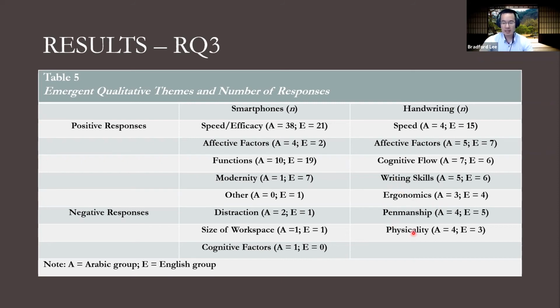And then the last results, negative comments regarding handwriting, penmanship. Some students said, oh, my handwriting is terrible. I don't like writing. And some students said if they write by hand, their hand gets cramped, especially if they're writing longer things. But also some people said the same thing about the smartphone: they're crouching over, they feel muscle tension, etc. So that is a general summary of our qualitative responses.